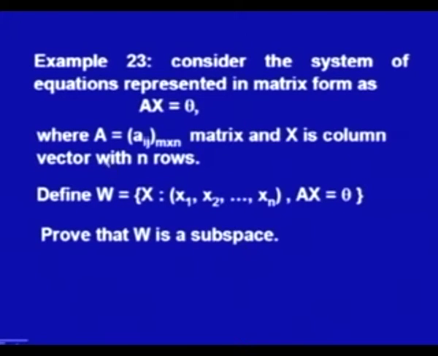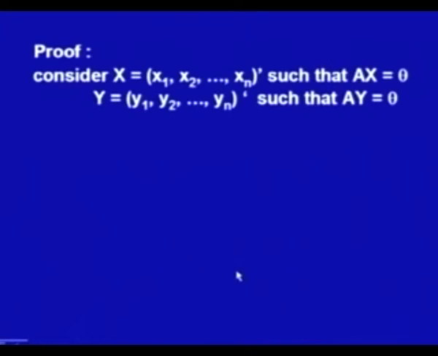So, we have A, the set of all rectangular matrices of order m by n with respect to usual operations of matrix addition and scalar multiplication. They form a vector space, but as far as this W is concerned, W is a subset of A, but this will not be a subspace of A. To prove this, we consider x as x1, x2, xn a column vector such that Ax is equal to theta, y is equal to y1, y2, yn such that Ay is equal to theta.